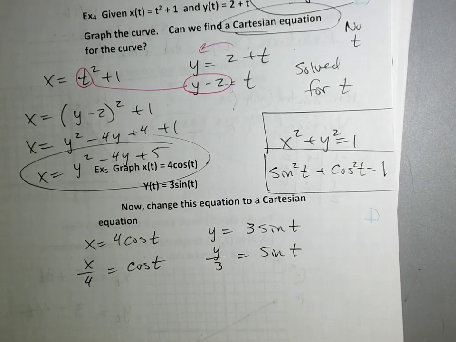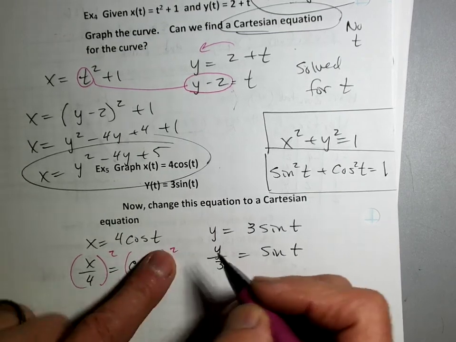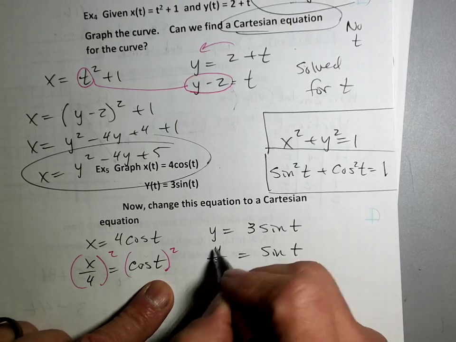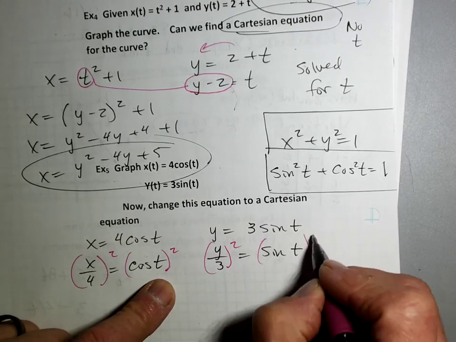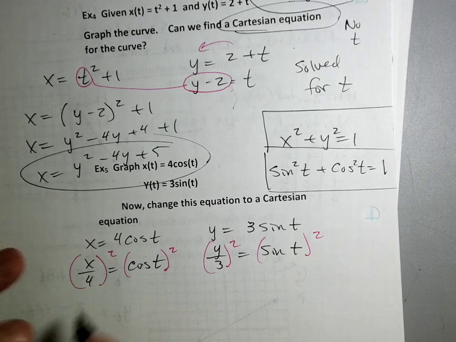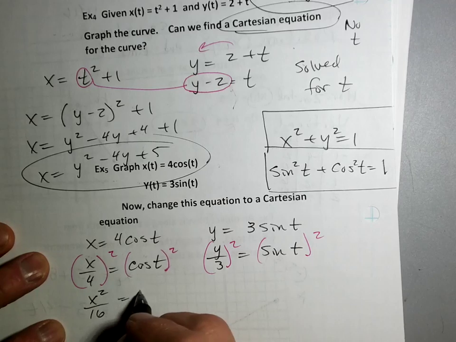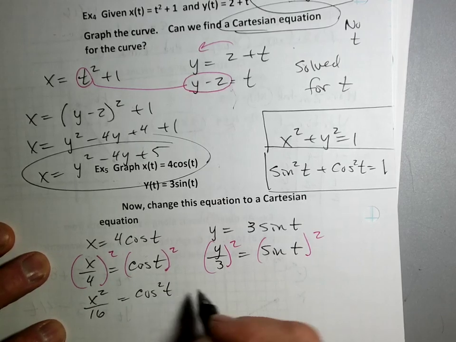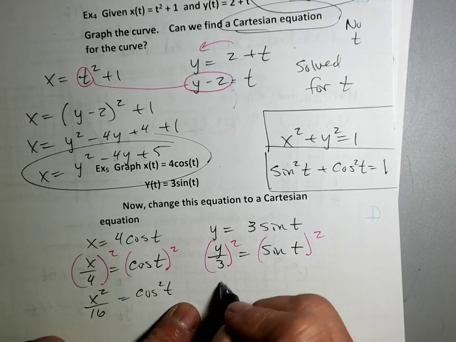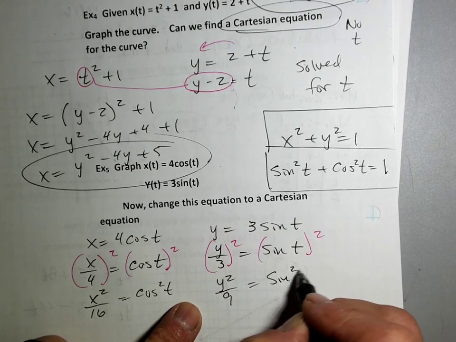Yeah. So, let me square both sides. I'm going to square both sides. And I'm squaring both sides because I want a cosine squared. Let me square both sides because I want a sine squared, right? So I'm left with x squared over 16 equals cosine squared t. And I get y squared over 9 equals sine squared t.